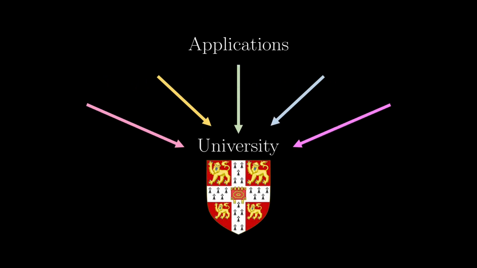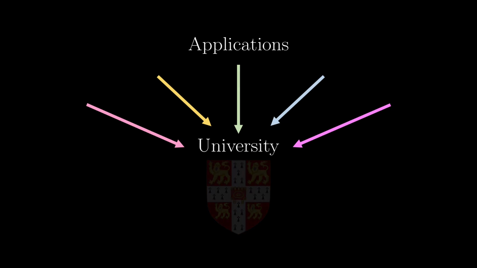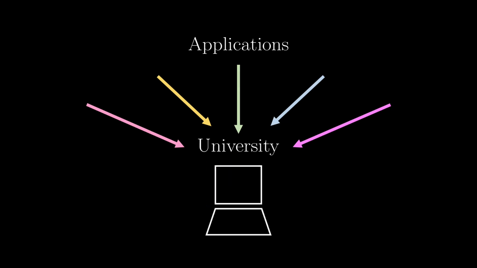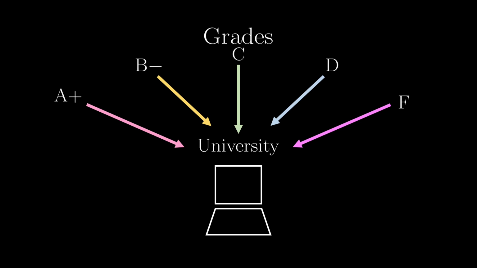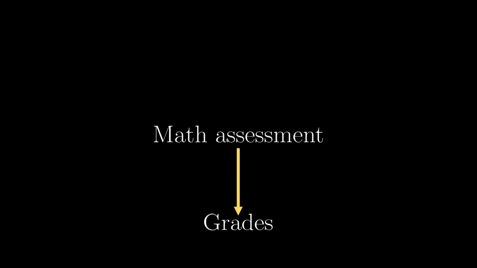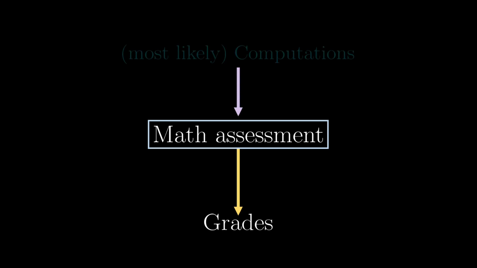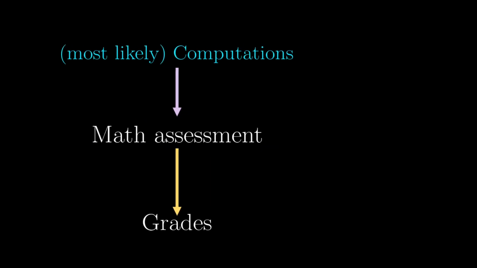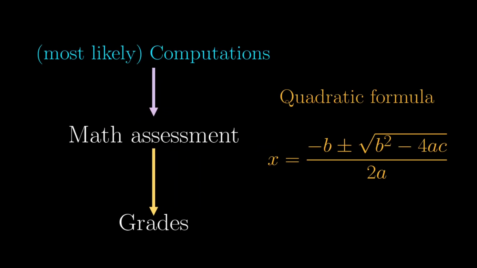A university, especially popular ones, receives so many applications a year that most likely they have to rely on some automation for at least the first round of screening. And to do that screening, you have to use something like grades to summarize an applicant. And you know what that means? You have to take some test or some form of assessment to get a grade. If you need an assessment to quantify a student, for math at least, you most likely turn to computations in the written test, basically testing whether students can use the quadratic formula or something like that.